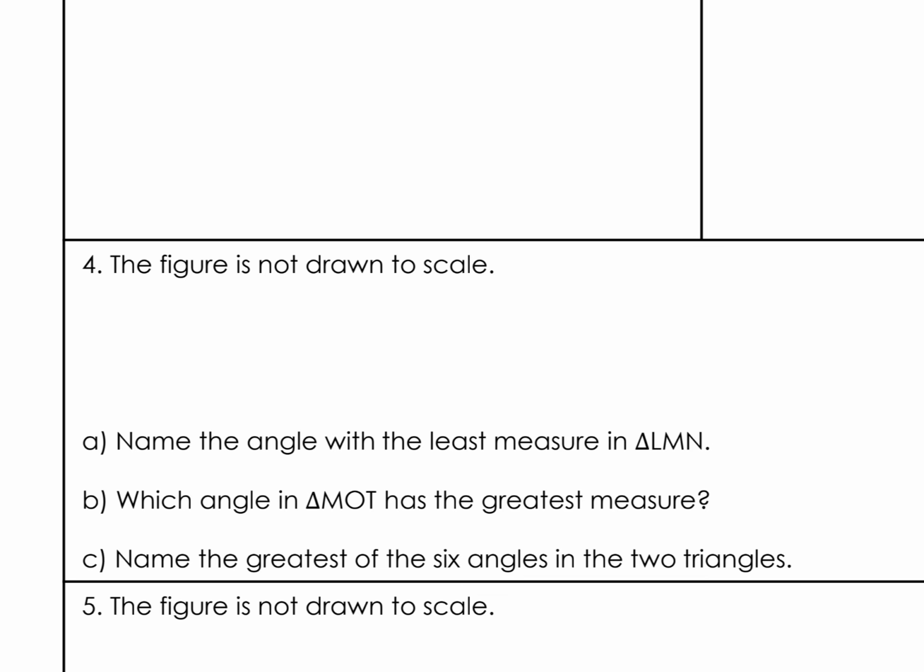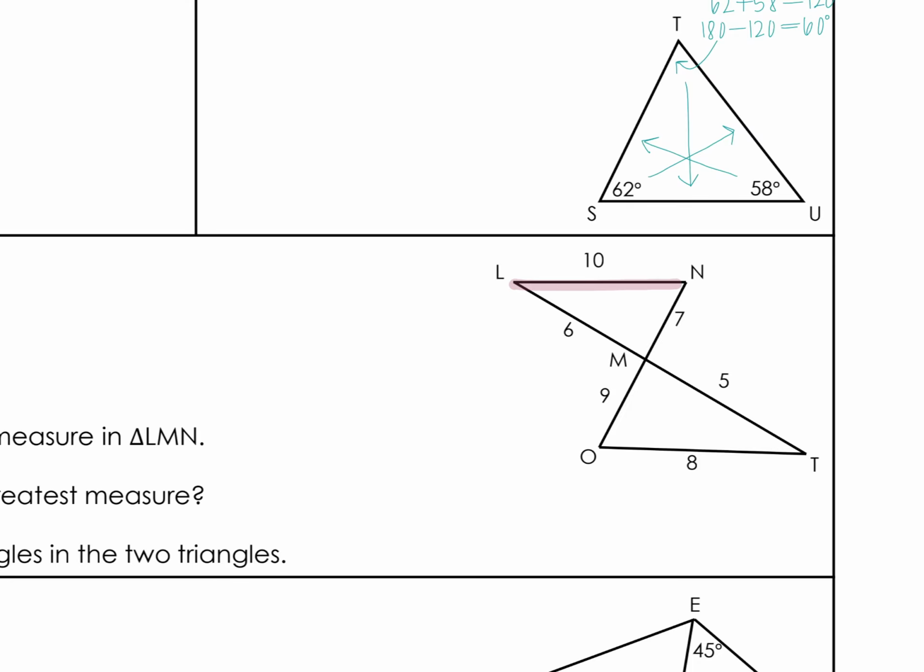So I'm going to look here at my triangle LMN. So when they're saying the least, we want to be dealing with the smallest. And so looking at what we have here, we see that the smallest side is that 6. So that's going to be opposite of that angle N. So angle N is going to be my answer.